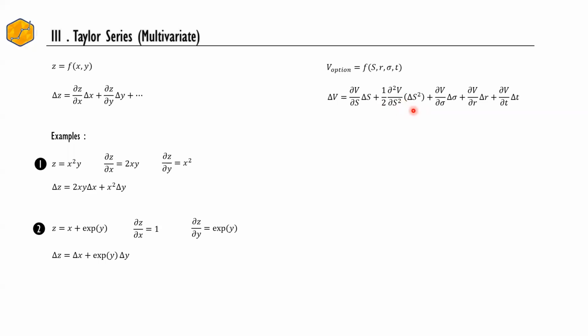I included this because it has a special name, and I'm pretty much sure all of you know this. So this is a first order derivative with respect to S times change in S, first order derivative with respect to sigma times change in sigma, first order derivative with respect to risk-free rate times change in risk-free rate, first order derivative with respect to time times change in time. That's the approximation of change in value of the function.